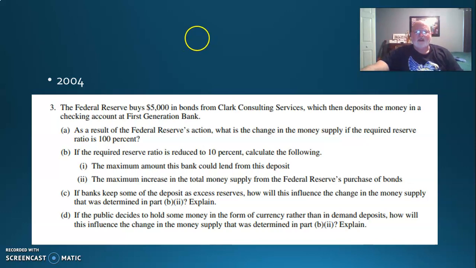The Federal Reserve buys $5,000 in bonds from Clark's Consulting Services, which then deposits the money in a checking account at First Generation Bank. This should sound very familiar as we go through these. You're going to see all they do is variations of the same thing. I'm trying to prepare you for that. As a result of the Federal Reserve's action, what is the change in the money supply if the required reserve ratio is 100%? I've never heard that before, but interesting question.